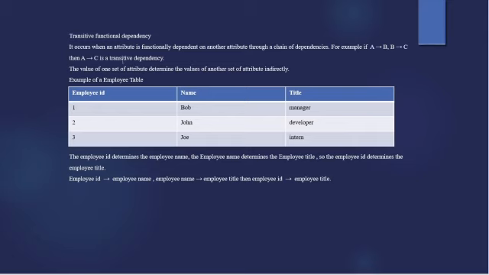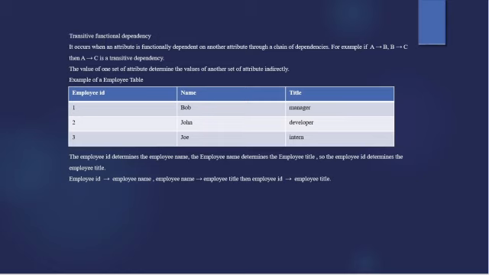So it starts from the employee's ID determining the employee's name, then the employee's name determining the employee's title. So this relation is related indirectly. If there exists such a functional dependence, we consider that a transitive functional dependence.